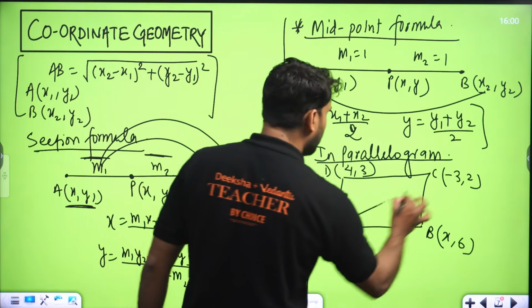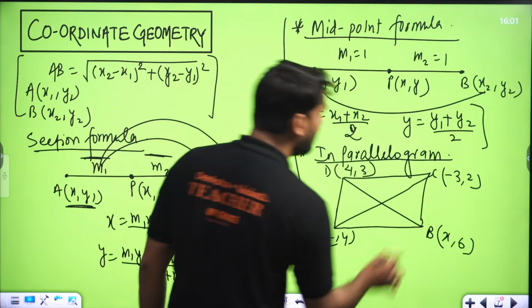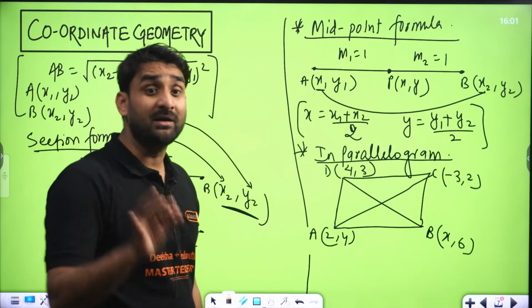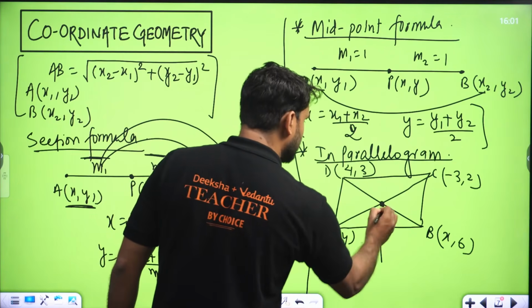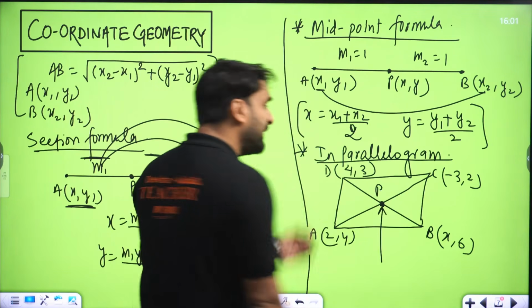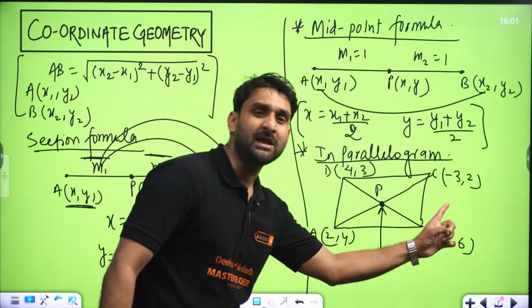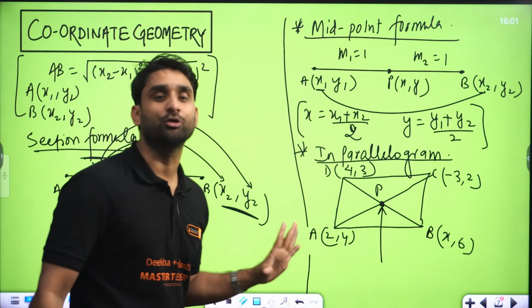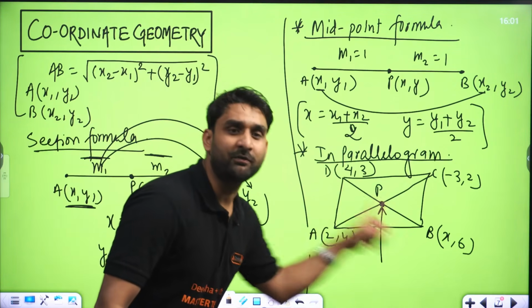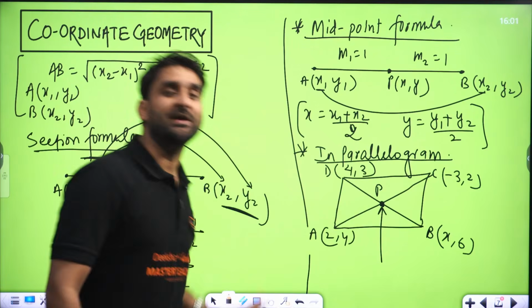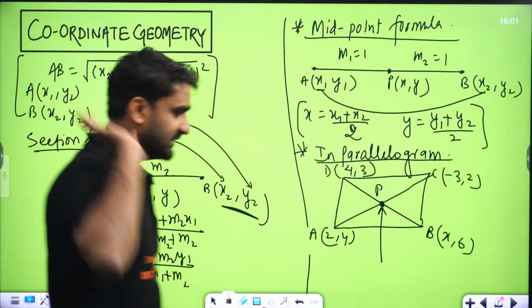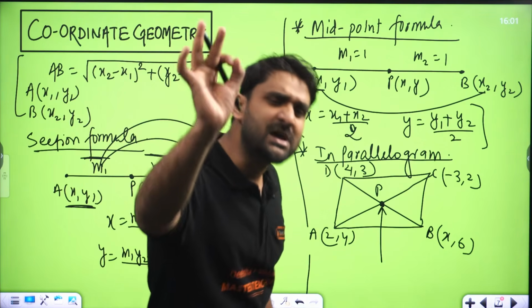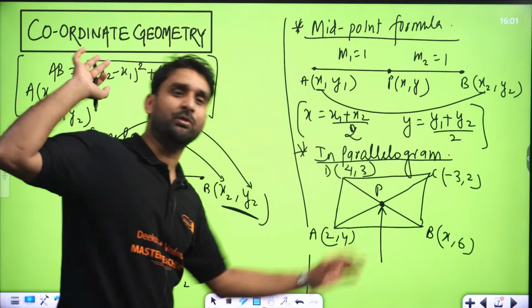So the property of a parallelogram is that its diagonals intersect at the center. Their diagonals intersecting at the center means this point, let's say this is point P. P will be the midpoint of AC and P will be the midpoint of BD both. So apply the midpoint formula on both diagonals, and you can get the result. Yes, my dear, just applying the midpoint formula, you can get the result.